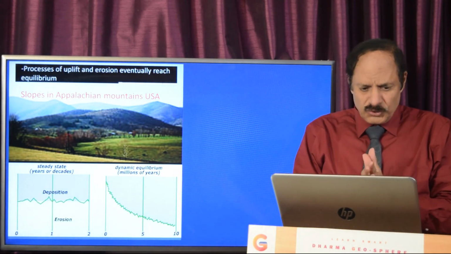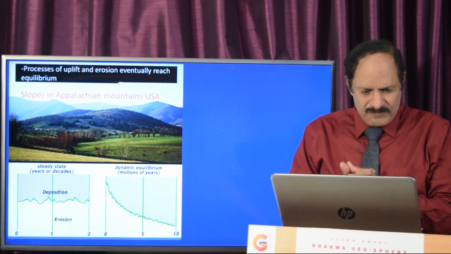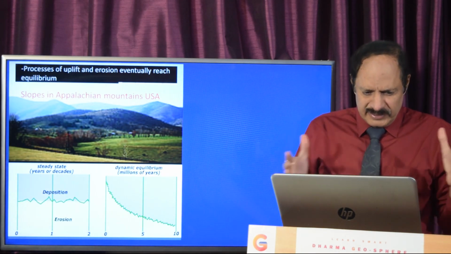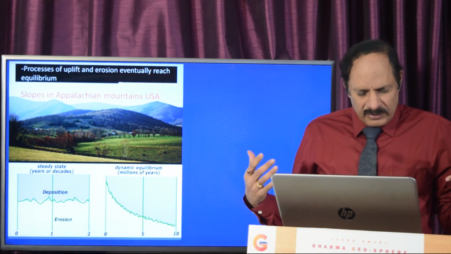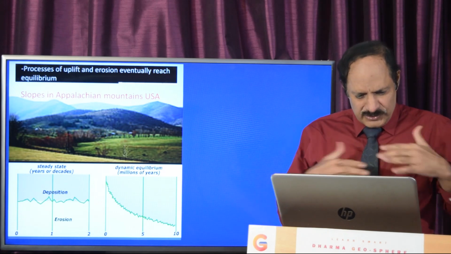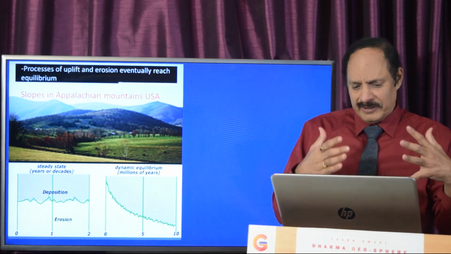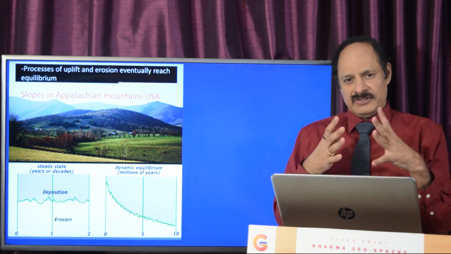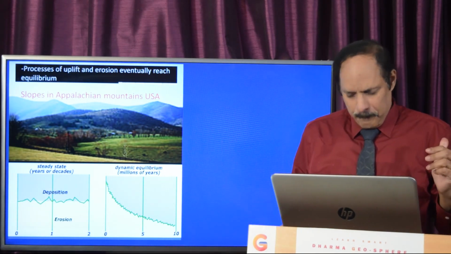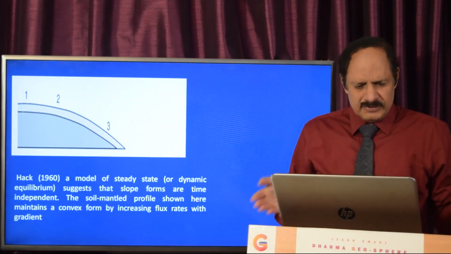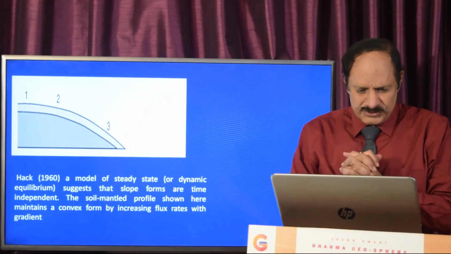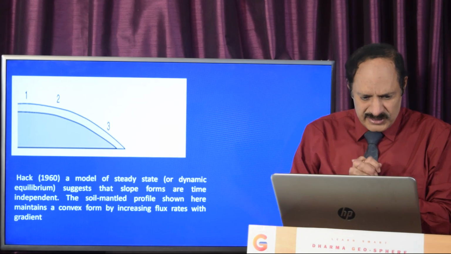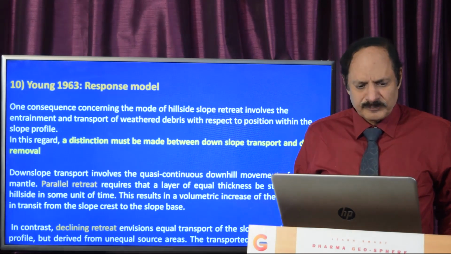So here he has shown two graphs: the steady state, wherein it takes years or decades of deposition and erosion to reach the equilibrium, and then the dynamic equilibrium, which is reached over millions of years, that is, the geological period. So this is basically what he shows us in the model, the three stages of dynamic equilibrium.